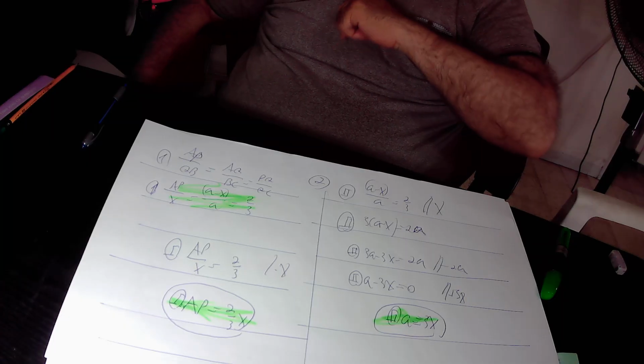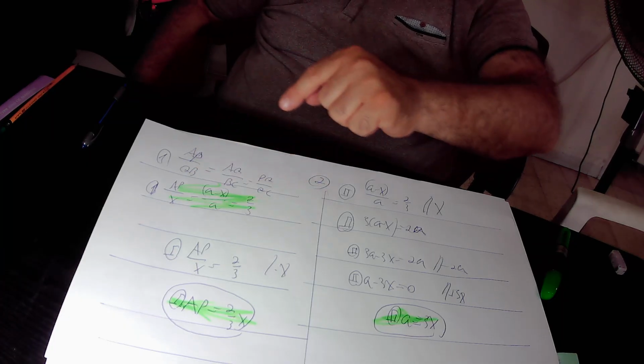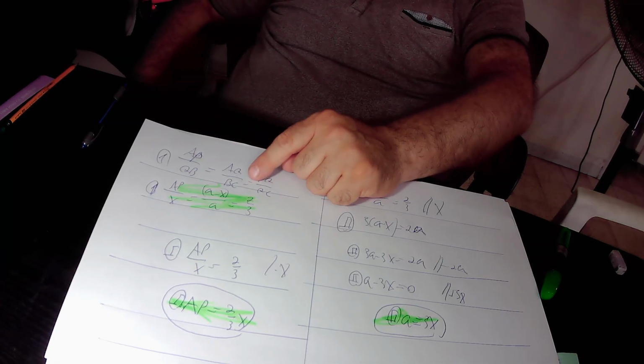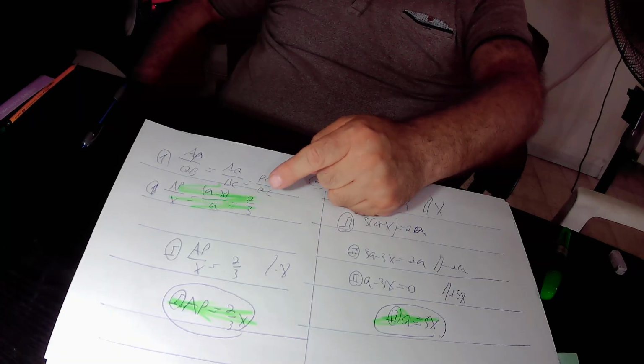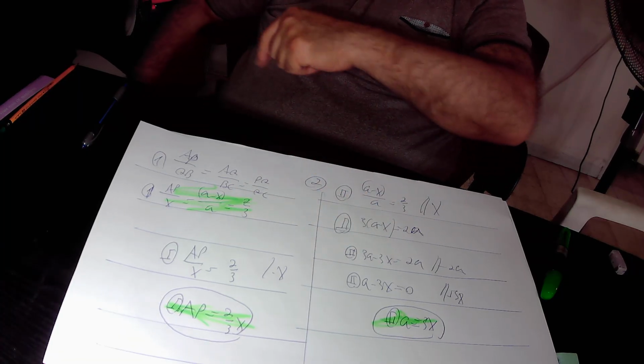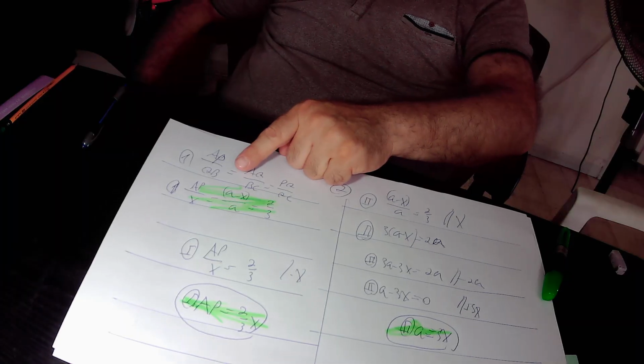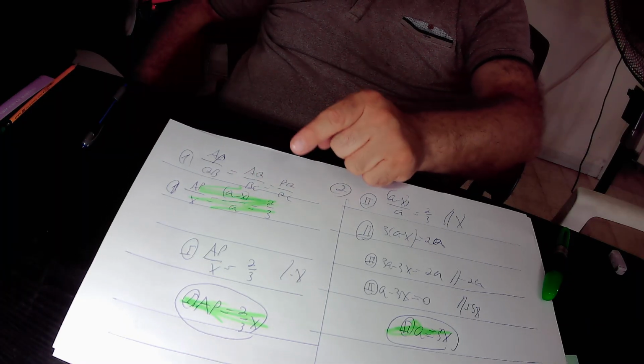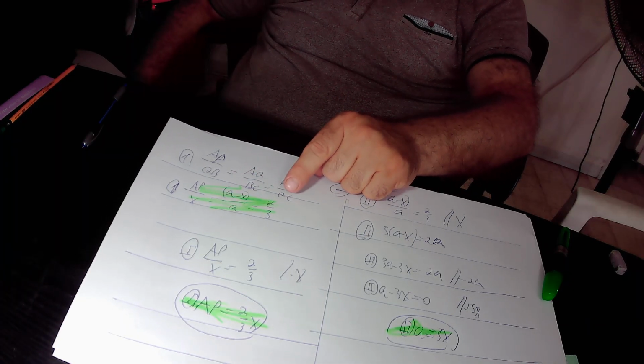AP is the missing side, so we leave it as it is. QB is x, AQ is a minus x, BC is a, PQ is 2, and QC is 3. So in total, according to equation 1, we should find out that AP over x equals a minus x over a, and it is also equal to 2/3.